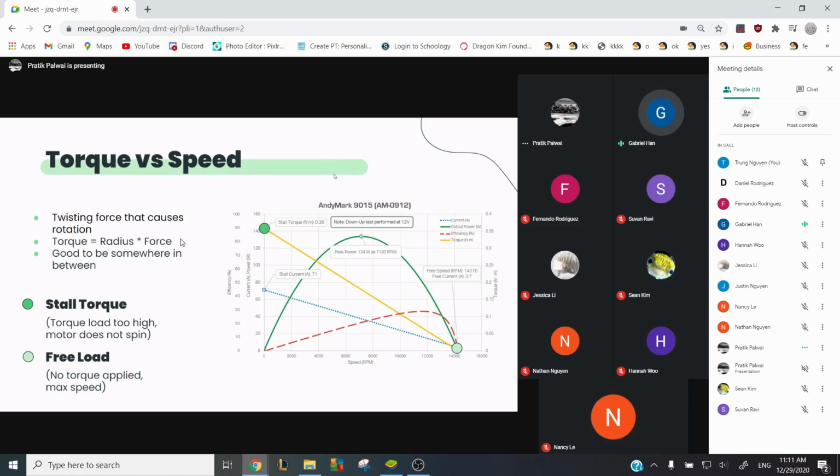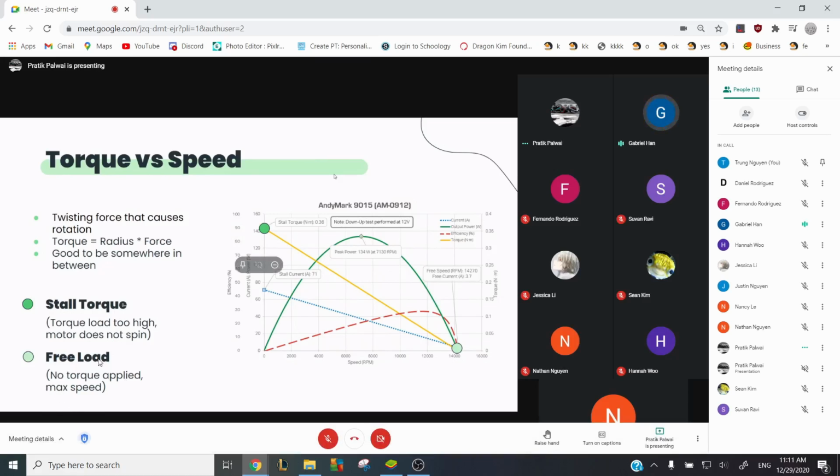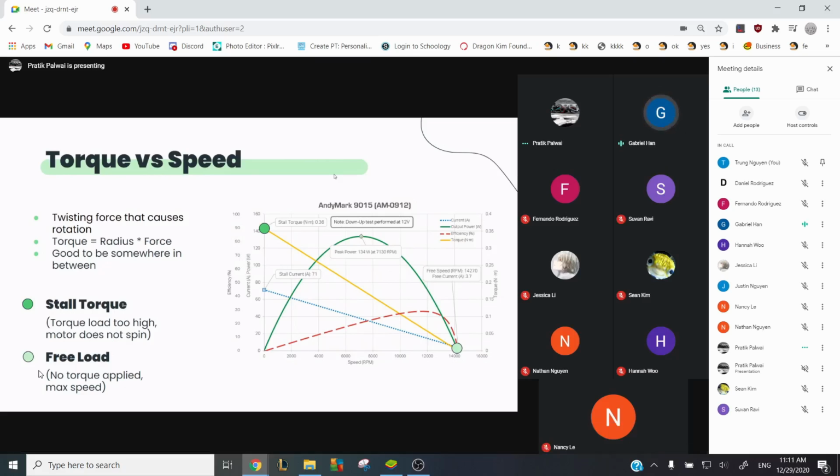That is called the free load. Basically, if you have a motor running with no load on it, then it just spins as fast as possible. So it's called free load, and your speed is the highest at that point. If you put so much torque on it that the motor stops turning, then your speed goes to 0, but your torque is at the maximum, which is, in this case, 0.36. And so usually it's good to be somewhere in between, so that you're able to get both speed and torque.